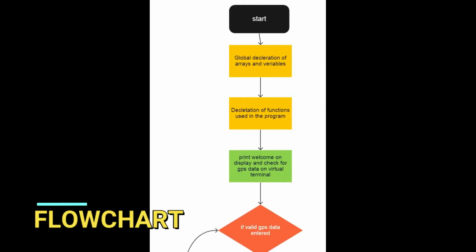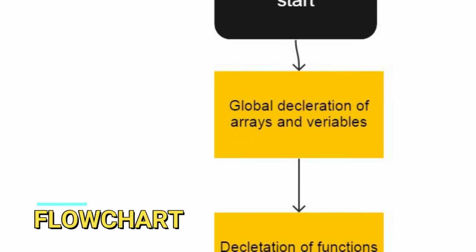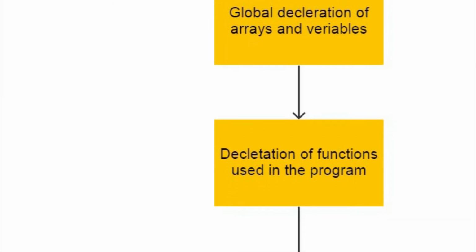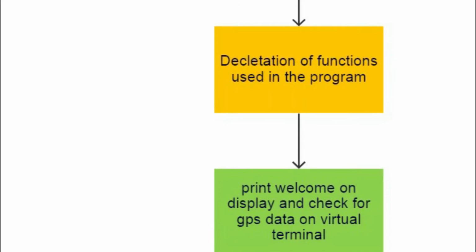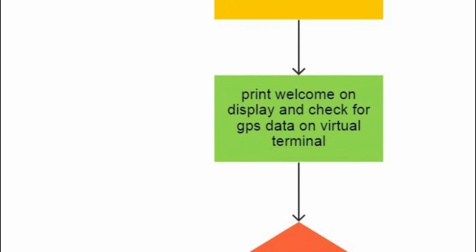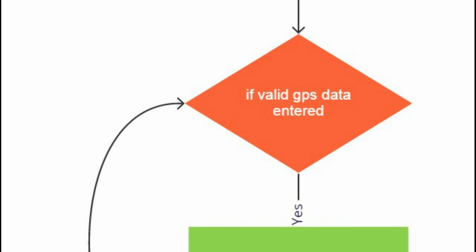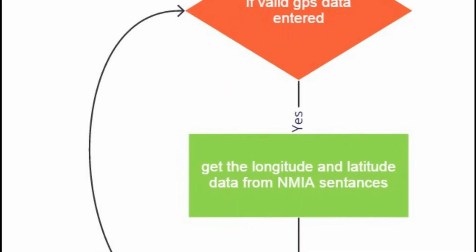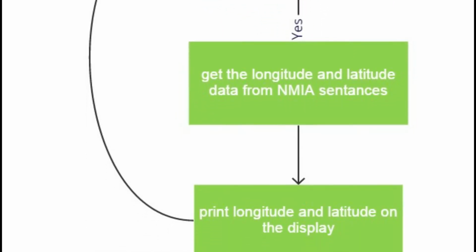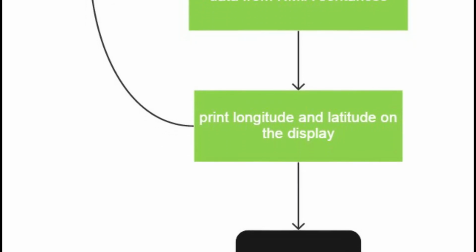This is the flowchart of our mini project. First, we start the program, declare arrays and variables, then declare the functions, print welcome on the display screen and check GPS data on the virtual terminal. If valid data enters, we get longitude and latitude data on the display screen, then we stop the program.